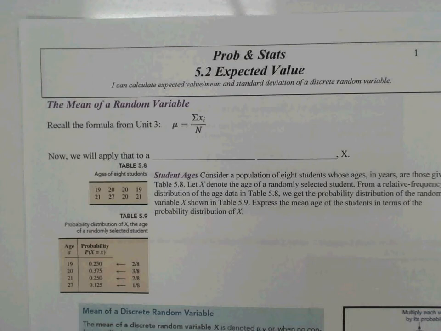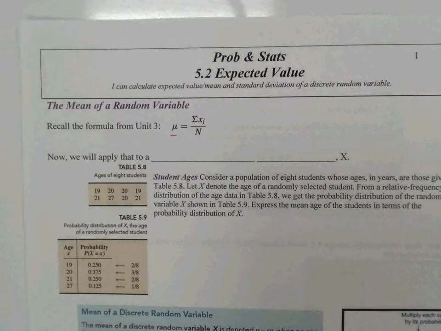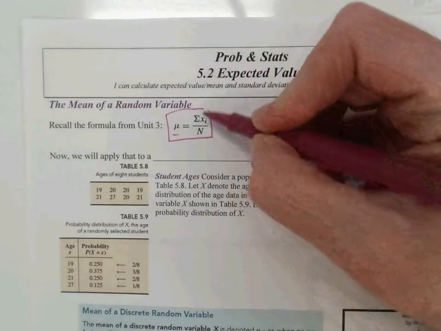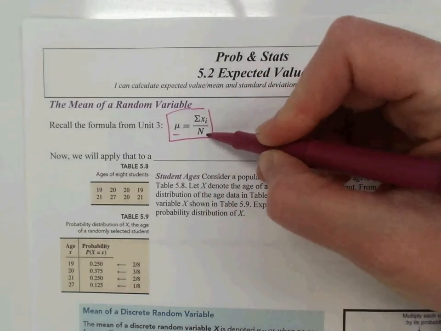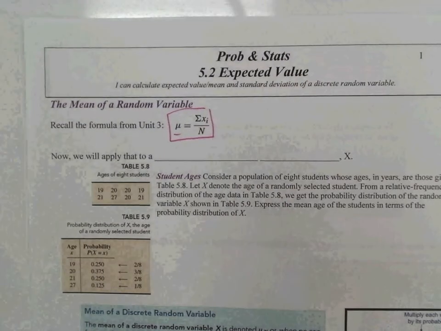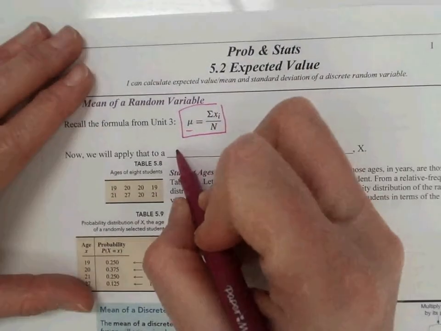Today's notes are 5.2 expected value, and this lesson is going to look very familiar to when we talked about the population mean in Unit 3. So we defined that formula for population mean as the sum of all the x values divided by the total number of observations, n. And now we'll apply that to a random variable.